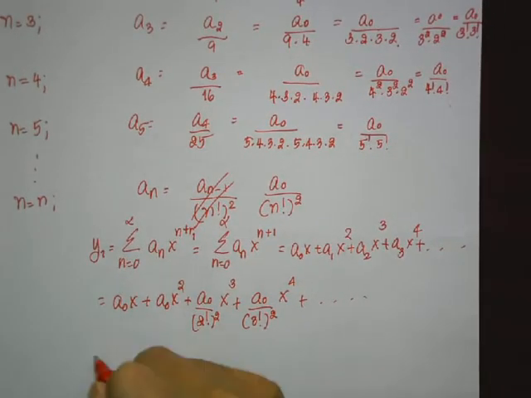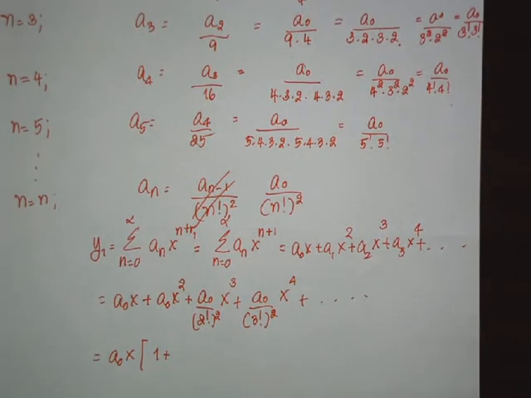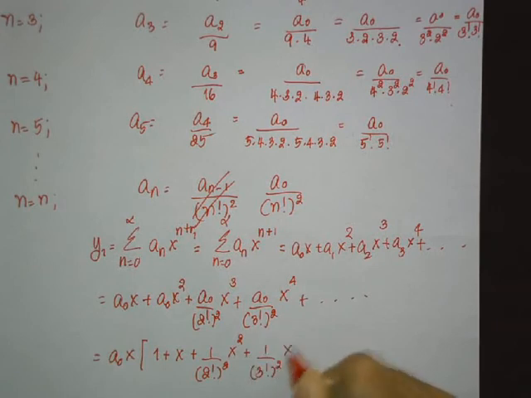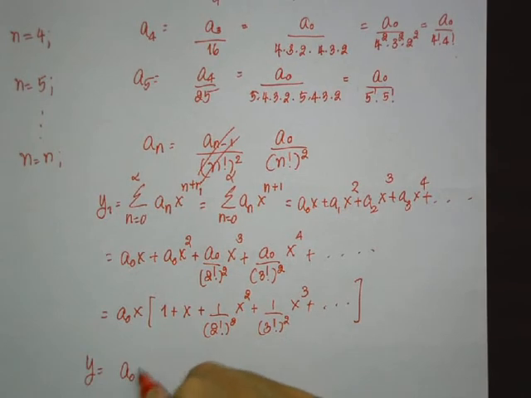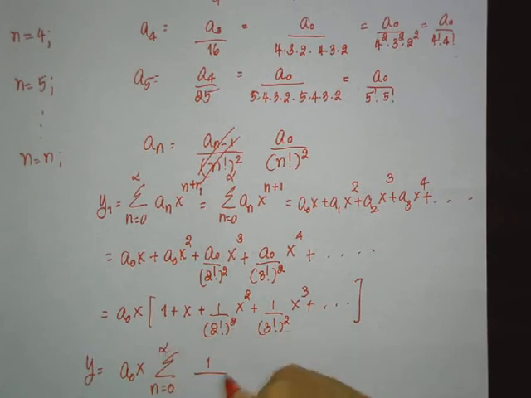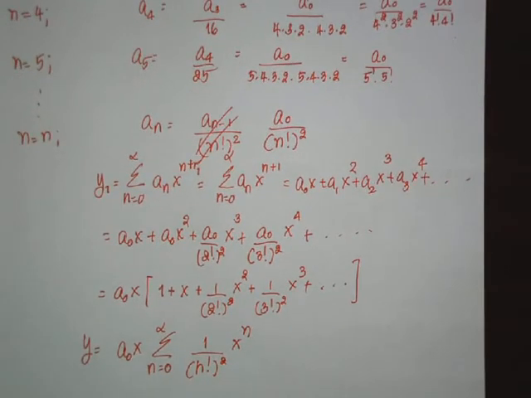We take a0 times x out, we get 1 plus x plus x to the power 2, x to the power 3. Okay. It can be written as y1 is equal to a0 x summation n equal to 0 to infinity of 1 over n factorial to the power 2 times x to the power n. Right?